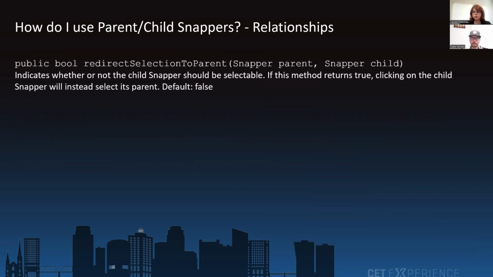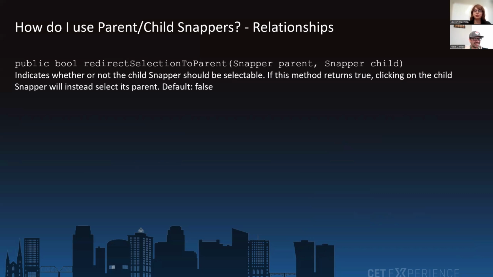So here are some of the methods that you can customize in your relationship. So redirect selection to parent. This indicates whether or not a child snapper should be selectable. If true, you can click on a child snapper specifically. If false, you will select the parent instead of the child. By default, this is false. So if you want to be able to select the children specifically, you'll need to set this to true. Well, it's the other way around, but close.